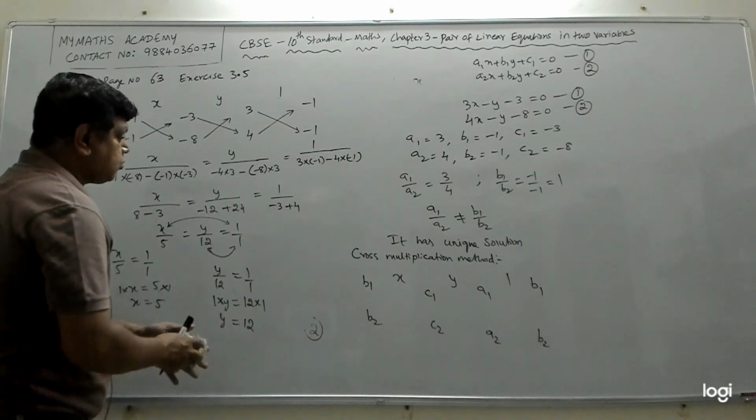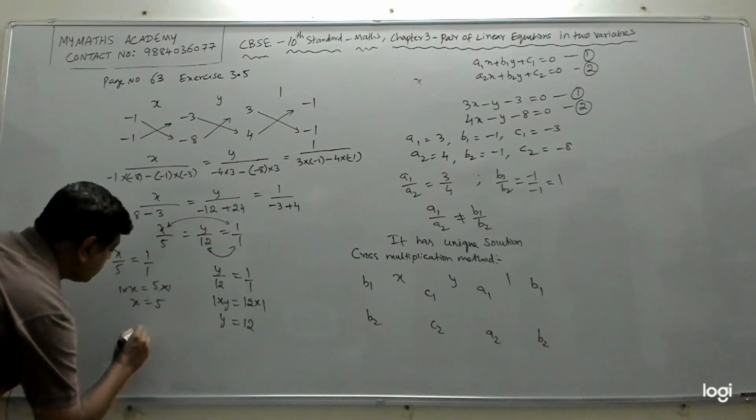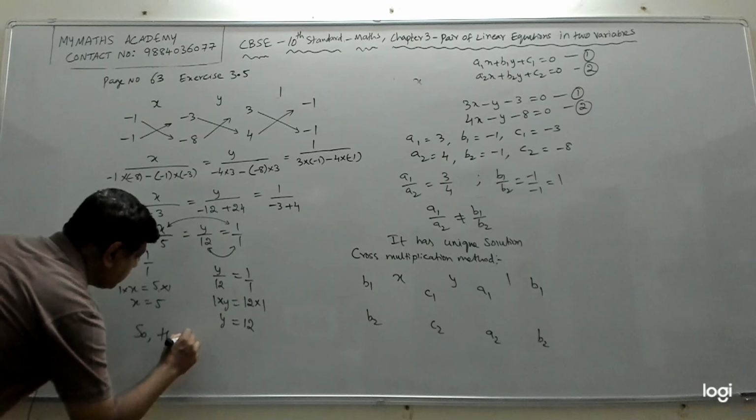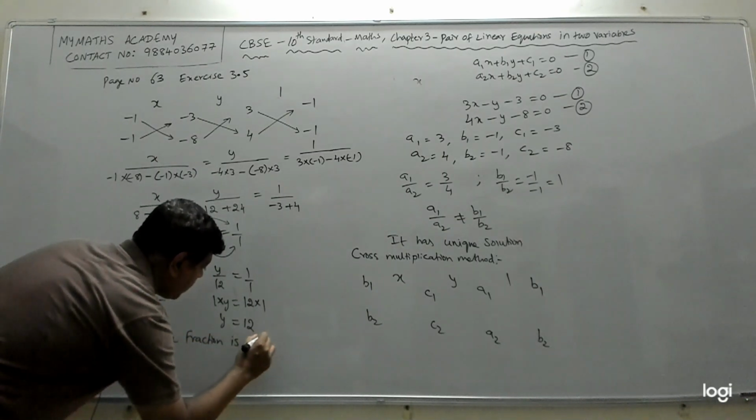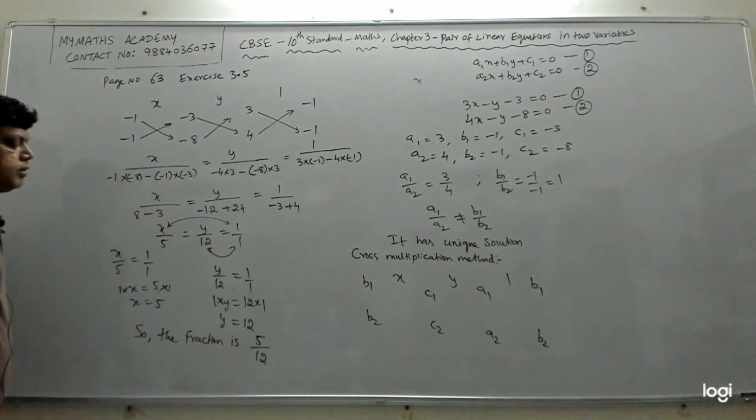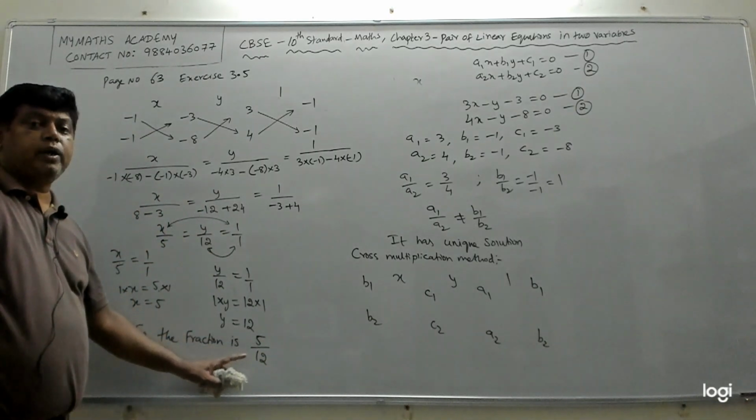So the fraction is what? So the fraction is 5 by 12. That is the answer. The fraction is 5 by 12. That is the answer.